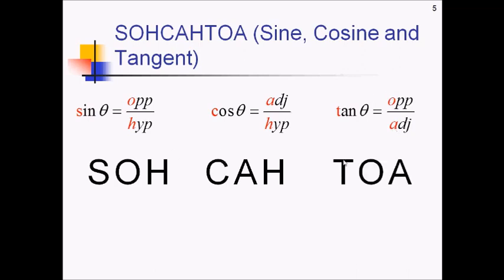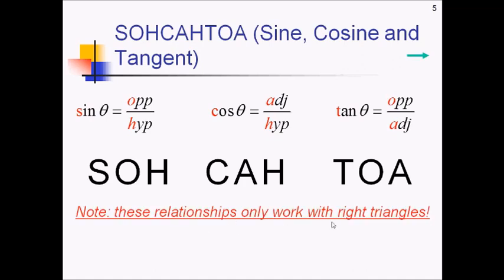So SOHCAHTOA, if you write this out whenever you're doing a right triangle trig problem, you can usually find the answer. Now you have to note that these relationships only work with right triangles. If you have a non-right triangle, you're going to have to use something else, but this at least gives us a starting point.